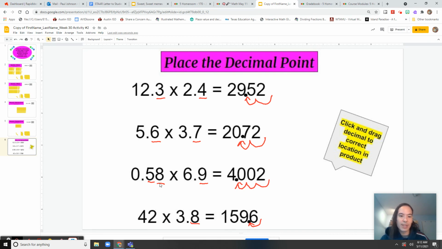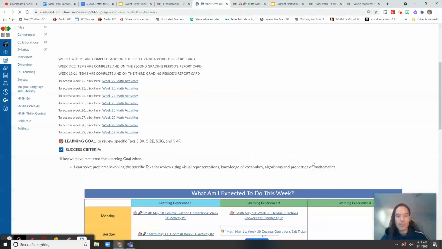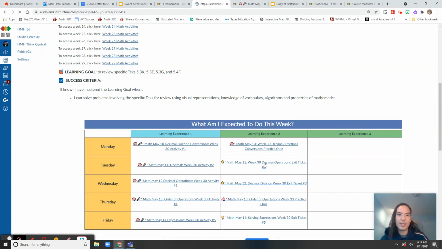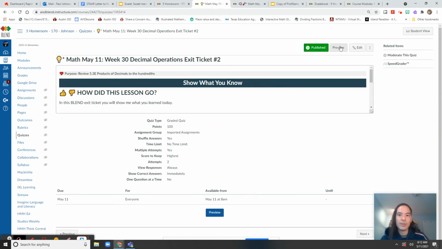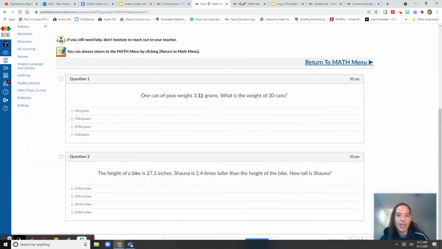All right, so remember, count the decimal places in the problem, make sure there's that many in your product, and that's it. All right, so last thing for today is your quiz. The quiz is just going to be the same exact activities with multiplying decimals. So I'm just going to talk about it real quick and then send you on your way. So 1 can of peas weighs 3 14/100 grams. What is the weight of 30 cans? So remember, 3 14/100 times 30. Which one of these answers even sounds reasonable? Like what we just talked about. 3 times 30 would be what?